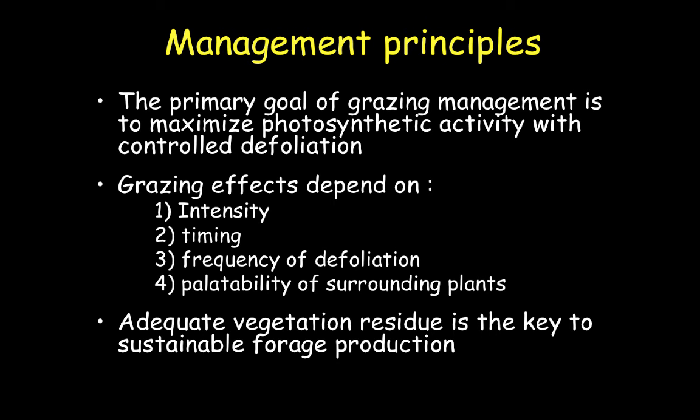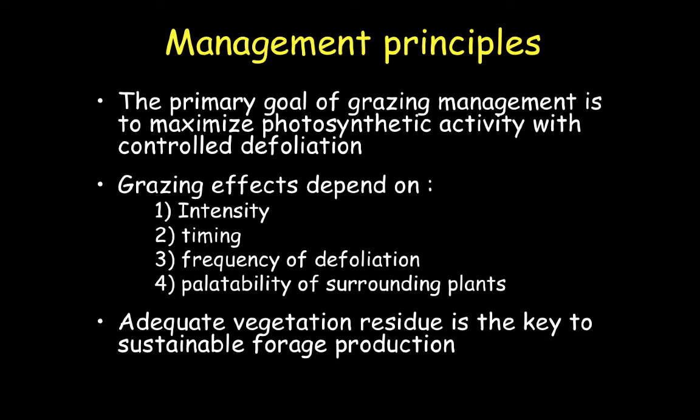All right, so all of these things that we've talked about in the plant physiology section really are leading us to three main management principles. First of all, the primary goal of grazing management is to maximize the photosynthetic activity with controlled defoliation. So controlled defoliation is just a really fancy way to say controlled grazing. So you, as the manager, are actually managing how much leaf area is taken by the animal before moving those animals out.